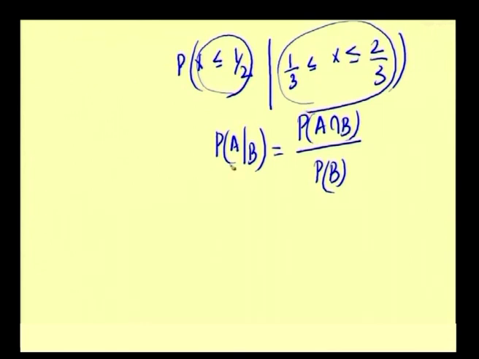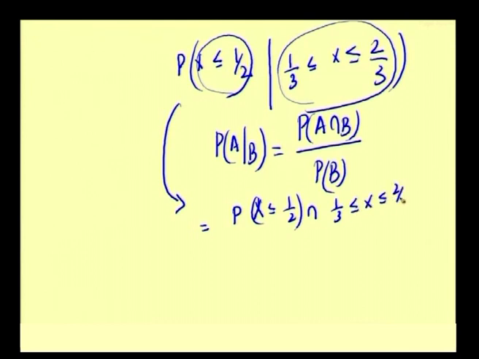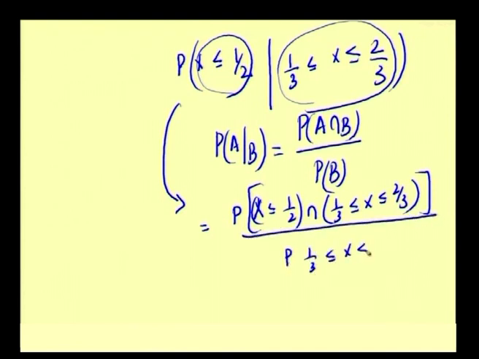So, apply this P of A given B formula to this. You get P of x less than or equal to 1 by 2 given 1 by 3 less than or equal to x less than or equal to 2 by 3 is equal to P of x less than or equal to 1 by 2 intersection 1 by 3 less than or equal to x less than or equal to 2 by 3, divided by P of 1 by 3 less than or equal to x less than or equal to 2 by 3. We have to find out the numerator value separately and the denominator value separately.